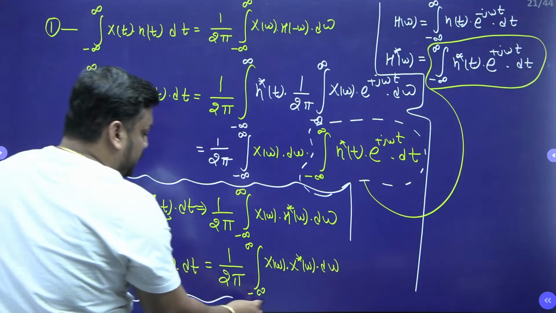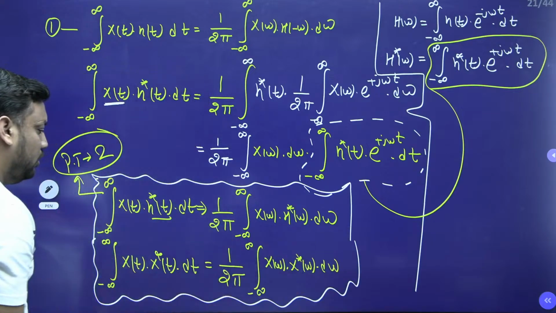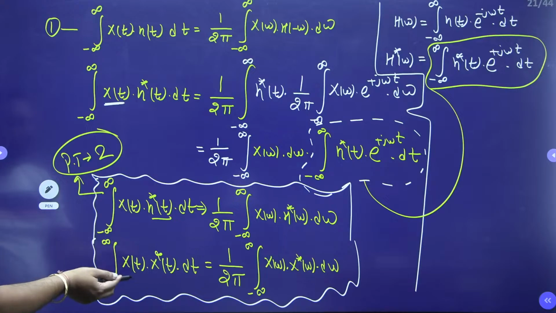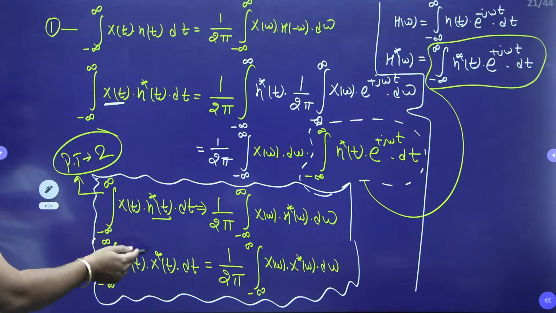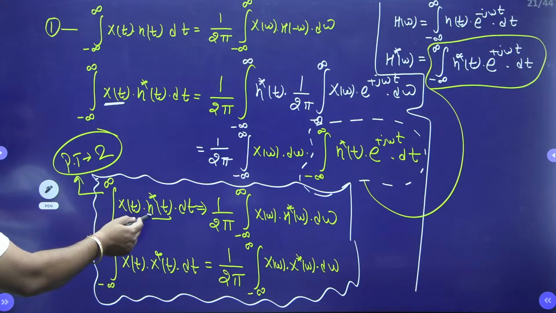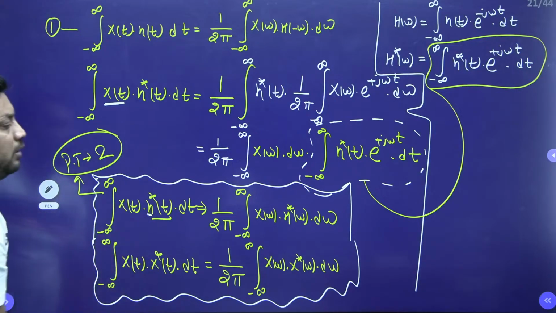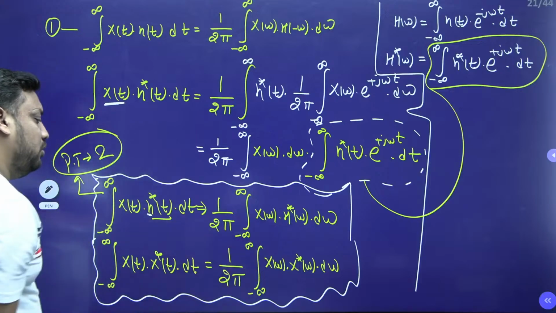All of you guys just let me know, is this clear or not? So look, PT2, both forms are PT2 only. Why? Because here I have only changed the expression. I am just replacing the h function with x only. So h conjugate of t is now x conjugate of t. h conjugate of omega is now x conjugate of omega. Yes or no, bachcho?